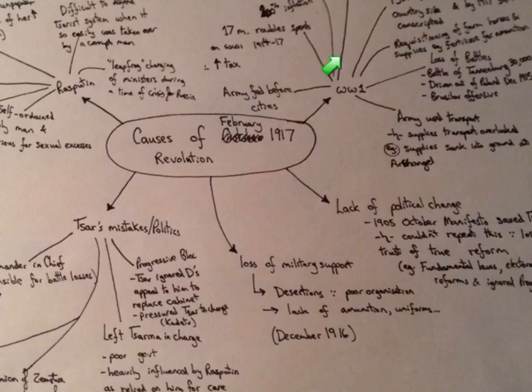We've already mentioned World War I and the fact that he lost the support of the army. I guess something just to add to that, really: loss of the military support. There were desertions because of the poor organisation, lack of ammunition and uniforms and things, particularly in December 1916. So just something to add to your World War I paragraph.